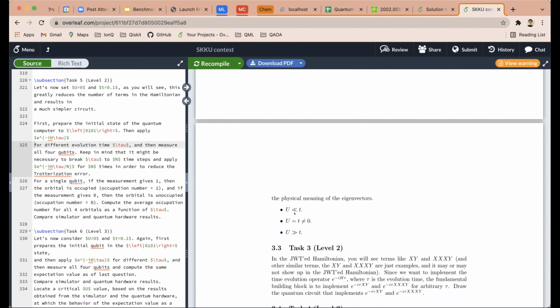For the first scenario, U is much smaller than T. U being the on-site repulsion and T being the kinetic energy scale. Could you say again? U is the on-site repulsion energy. On-site repulsion energy, I see.